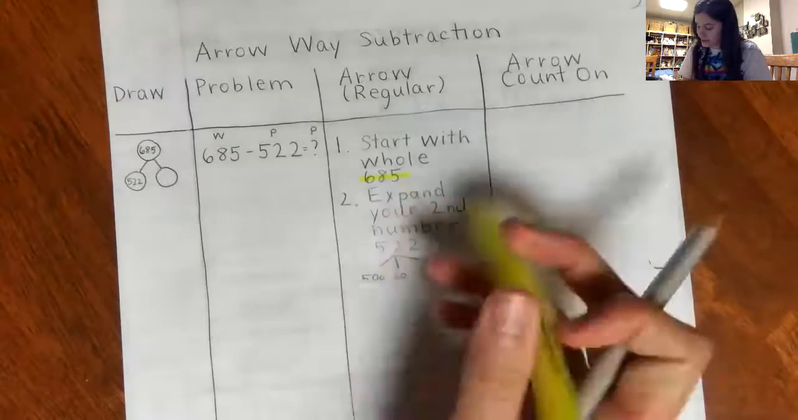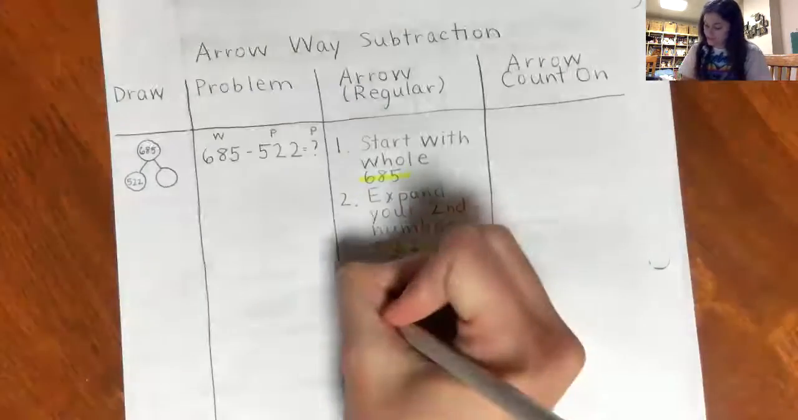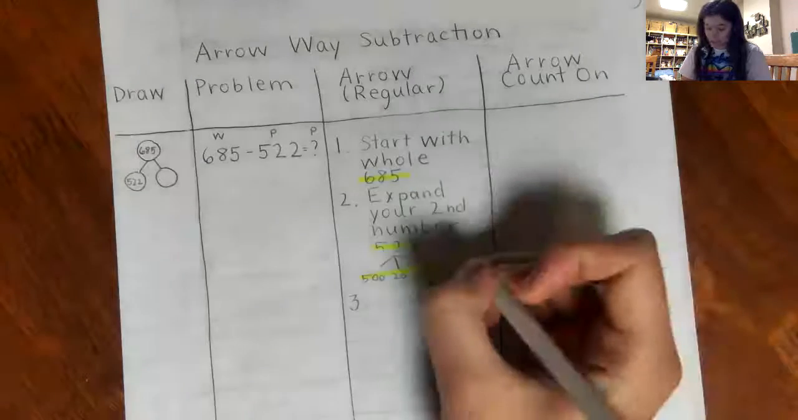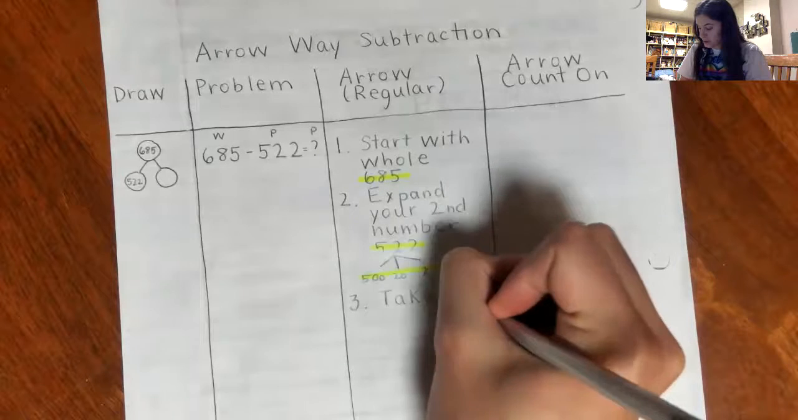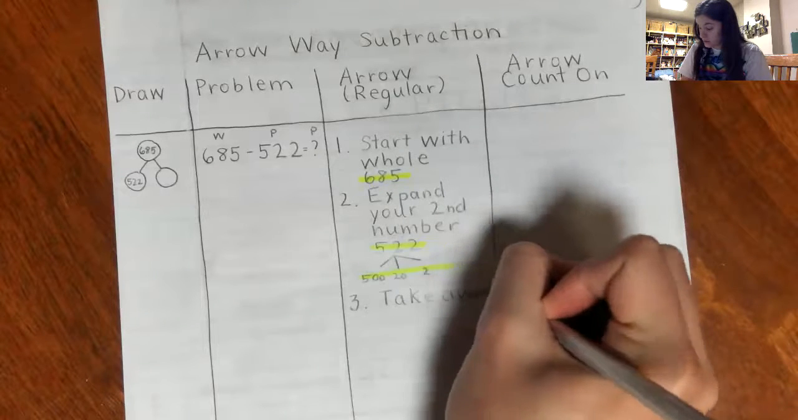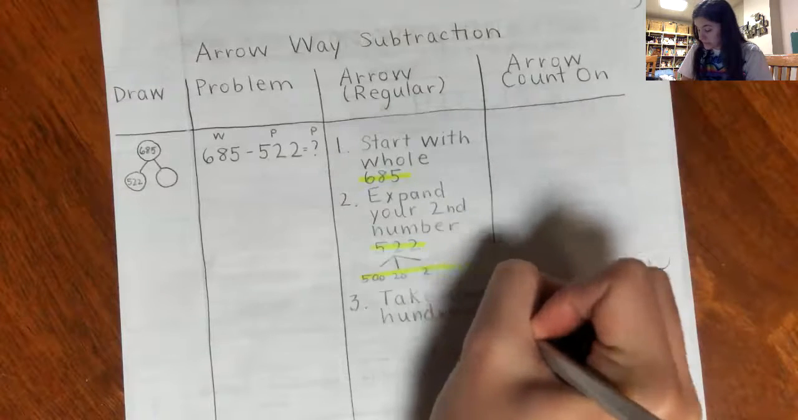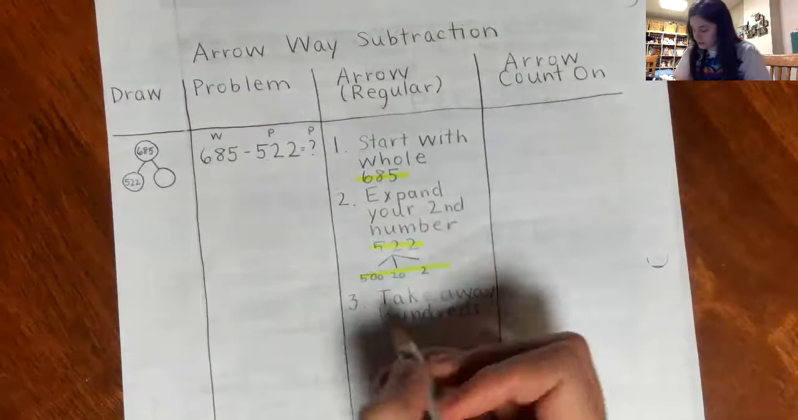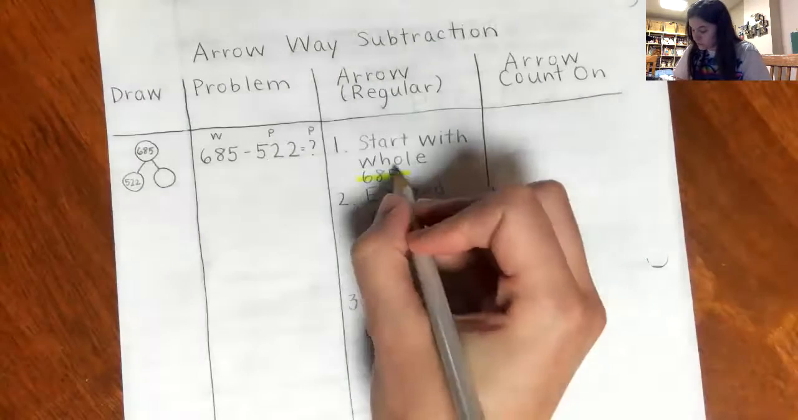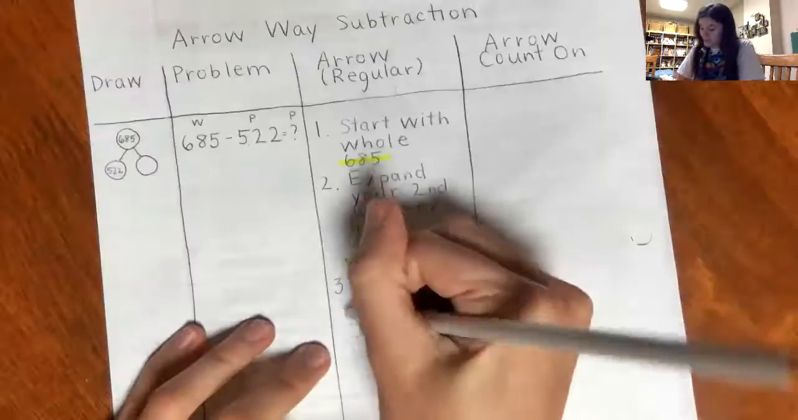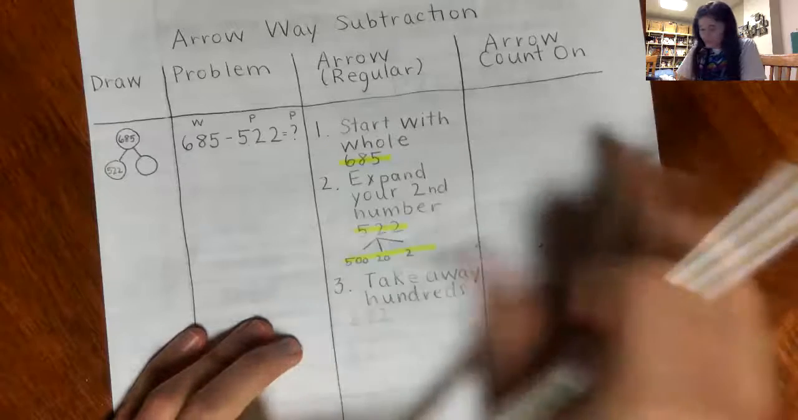We're expanding. All right, now step 3. This is where the arrow part actually begins. Okay, I want you first to take away your hundreds. Okay. And now that we've expanded it, this part should be really easy, okay? So we have 522, right? We're starting with our whole. Oh, I'm sorry, I made a mistake. Our whole is not 522, it's 685. There you go, sorry about that.